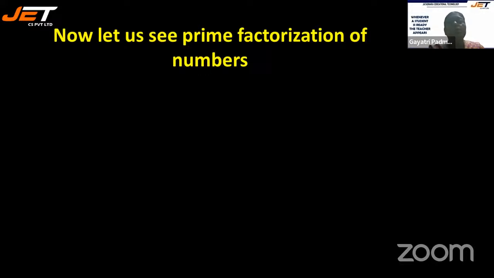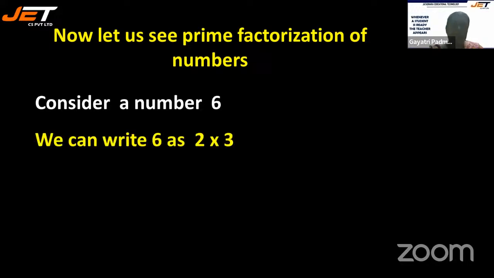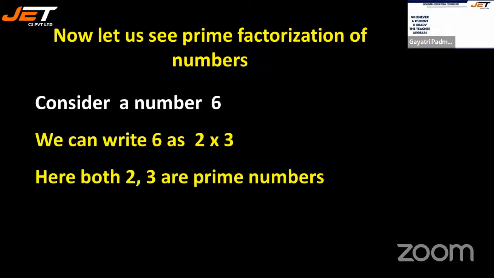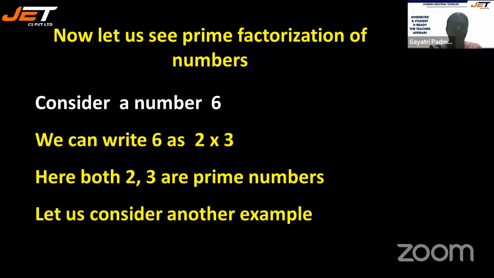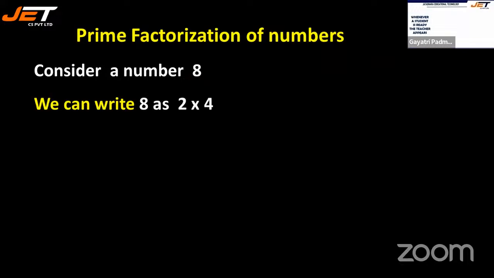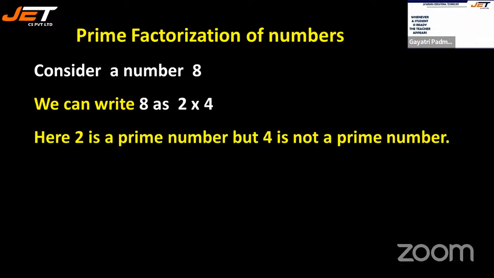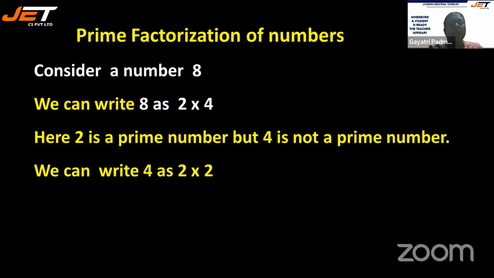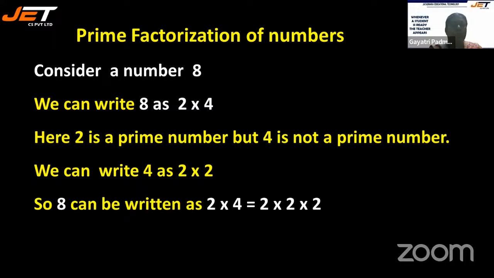All right, students. So now let us see prime factorization of numbers. Consider the number 6. We can write the number 6 as 2 into 3 or 3 into 2. So here you have 2 and 3, which are prime numbers. Let us consider another example, 8. Here you have 2 into 4. So 2 is a prime number, but 4 is not a prime number. We can write 4 as 2 into 2. So 8 can be written as 2 into 4, which is 2 into 2 into 2.